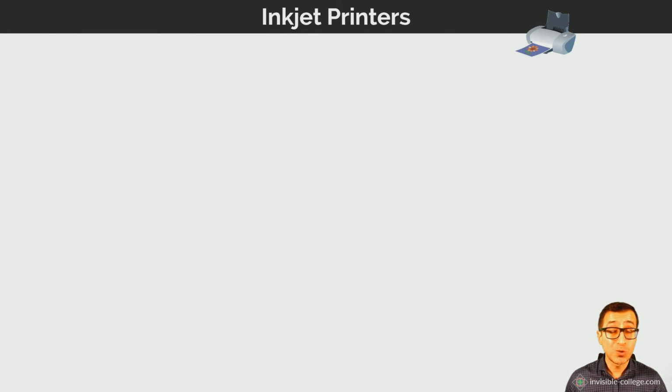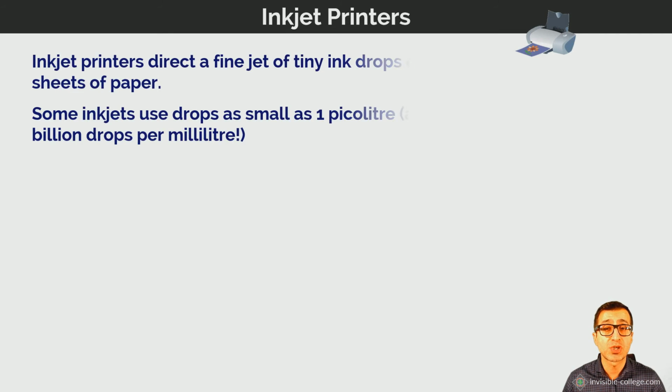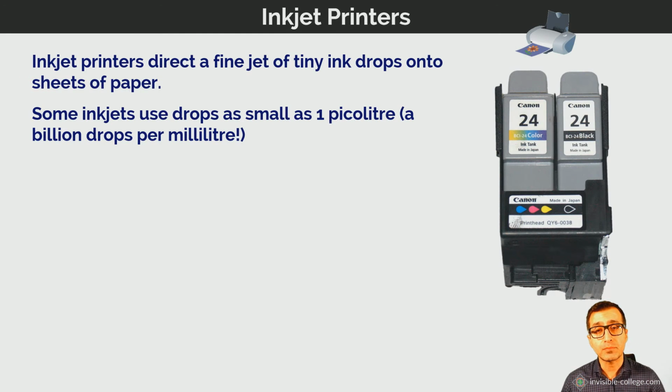Now, ordinary inkjet printers also make use of electrostatic principles, but in a different way. Inkjet printers are called inkjet printers because they direct a fine jet of tiny ink droplets onto a sheet of paper. Some inkjet printers use droplets as small as 1 picoliter. You get 1 billion of such drops per milliliter. So this gives you a sense of just how small these drops are.